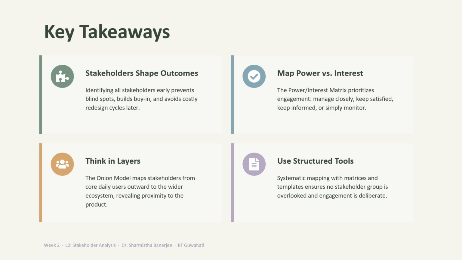Think in layers. The onion model maps stakeholders from core daily users outward to the wider ecosystem, revealing proximity to the product. Use structured tools. So systematic mapping with matrices and templates ensures no stakeholder group is overlooked and engagement is deliberate.